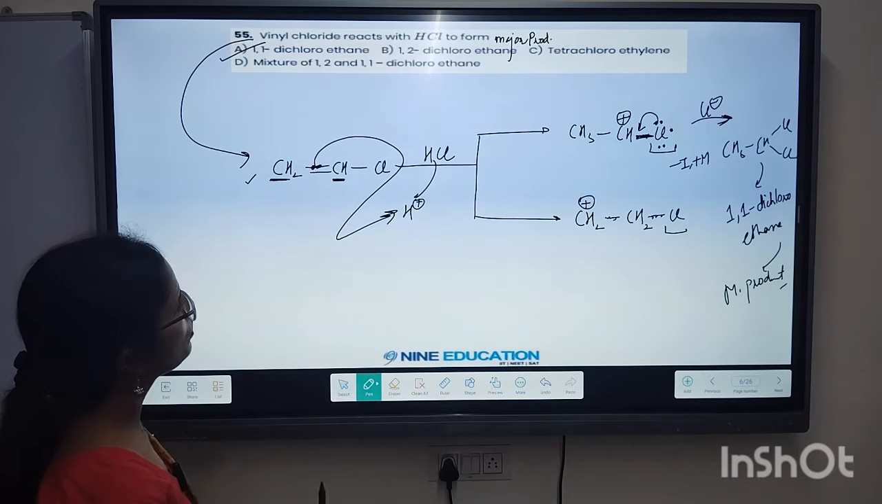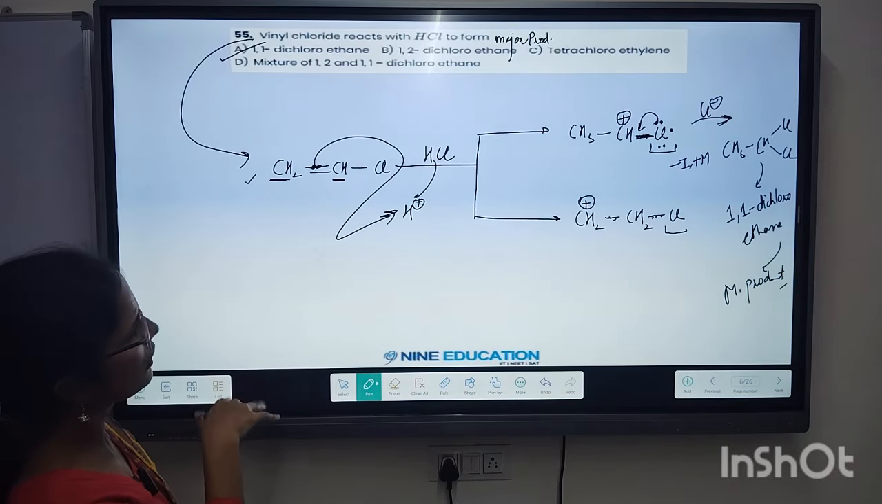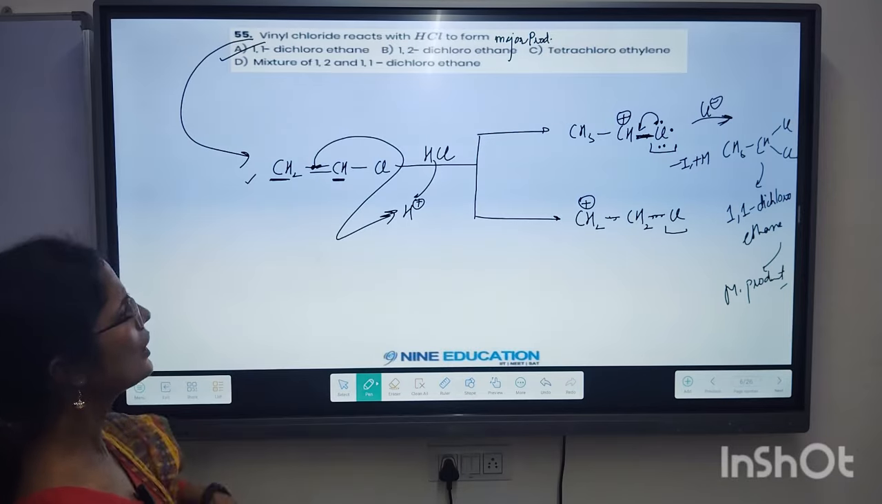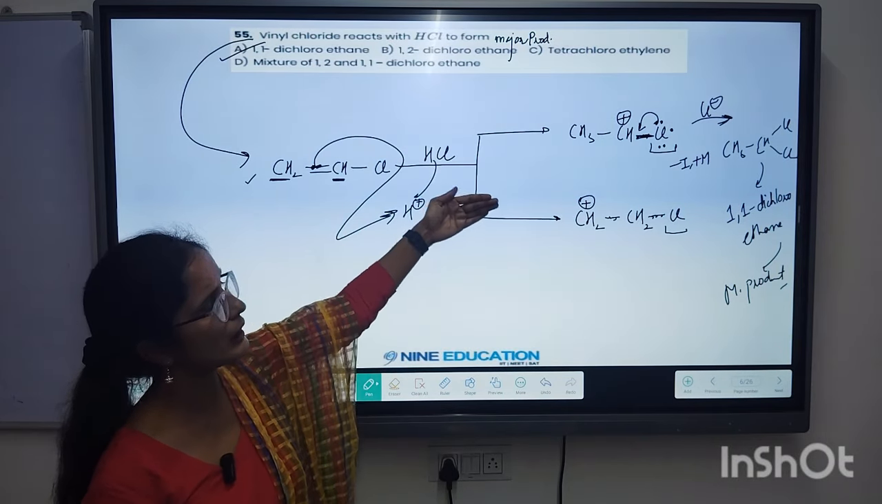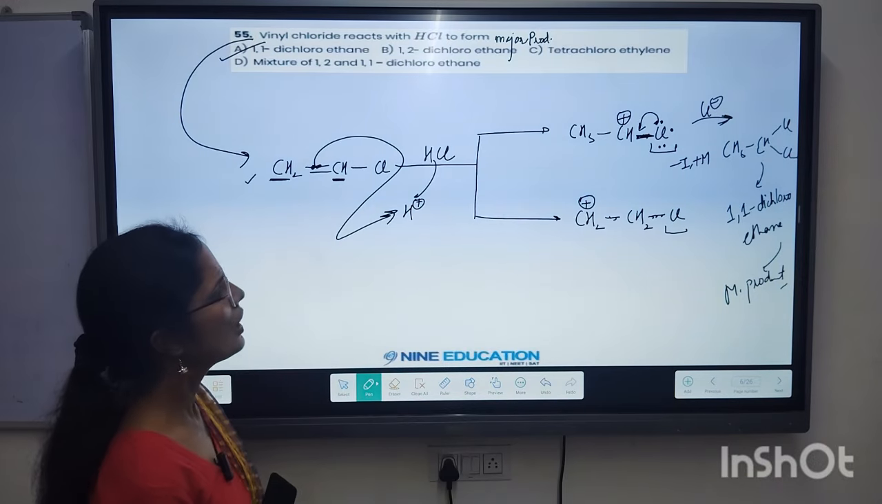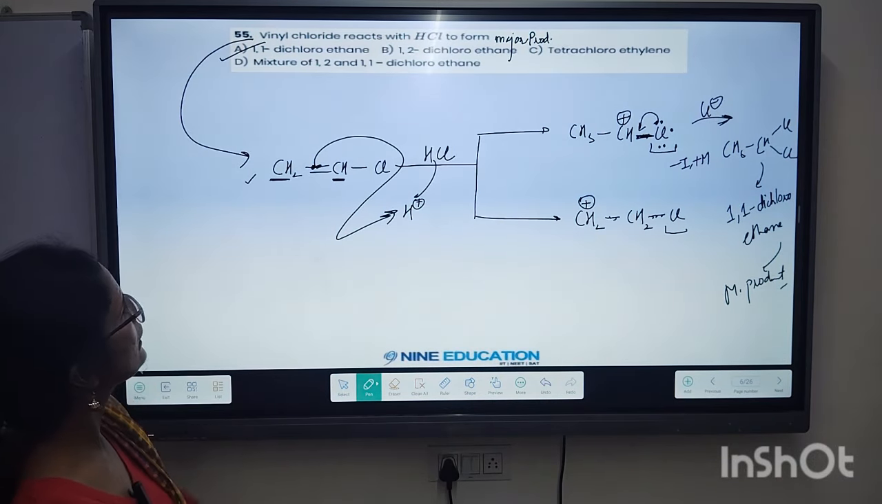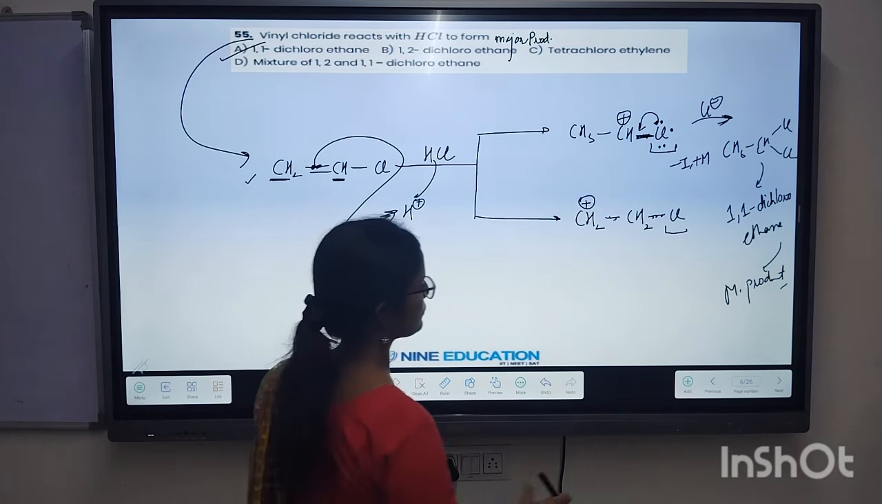Again, the key points about this reaction: first of all, write the reactant and then understand the type of reaction. It's an electrophilic addition reaction. See which case leads to the more stable carbocation, which will finally lead to the major product formation, the first one, and will give us 1,1-dichloroethane, which is given in the first option.